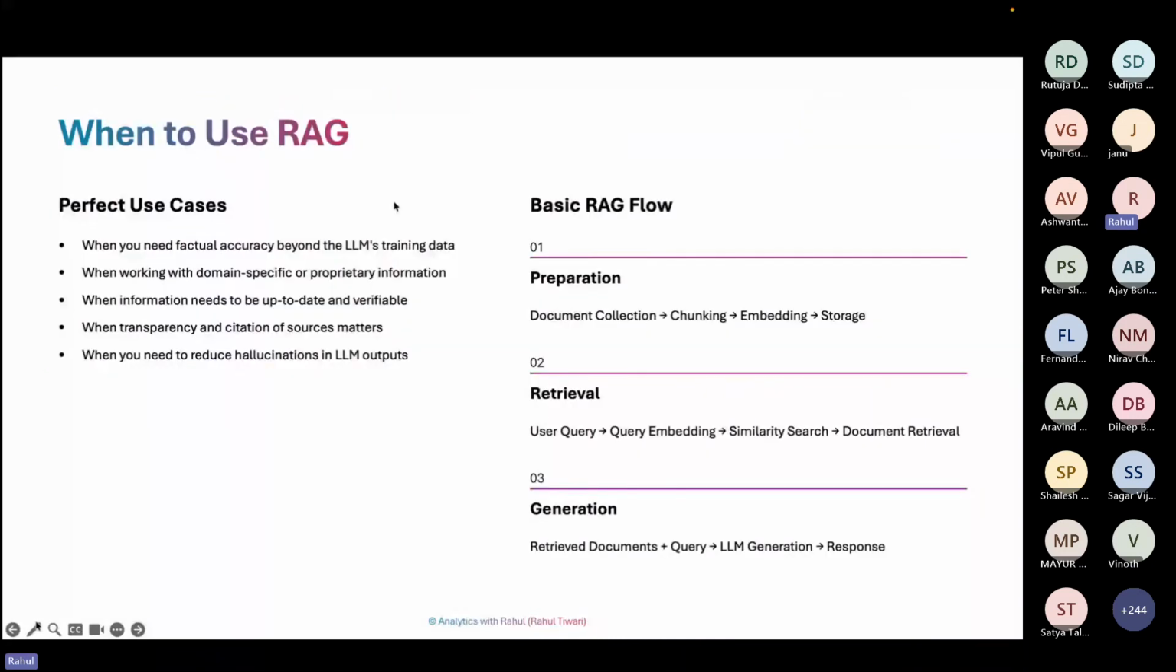There are various use cases where we can apply RAG. When you need factual accuracy beyond the LLM's training data, when working with domain-specific or proprietary information, when information needs to be up to date and verifiable, when transparency and citation of sources matters, when you need to reduce hallucinations in LLM output.